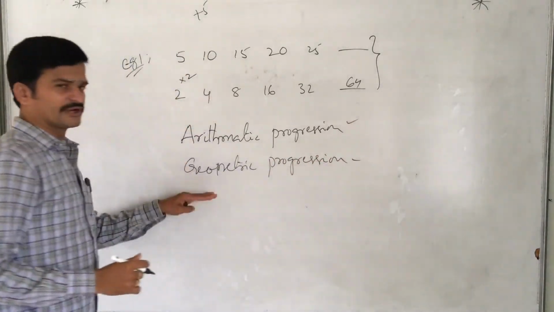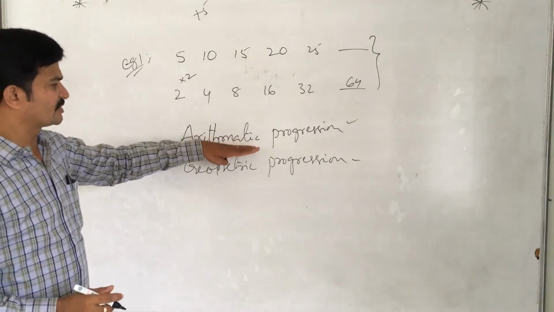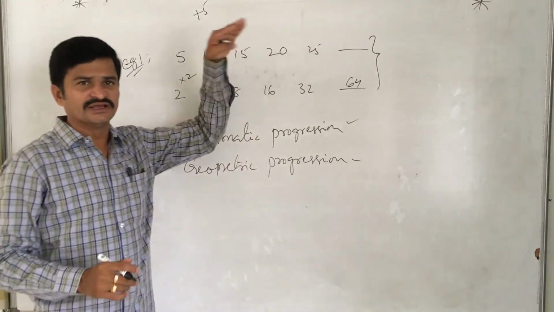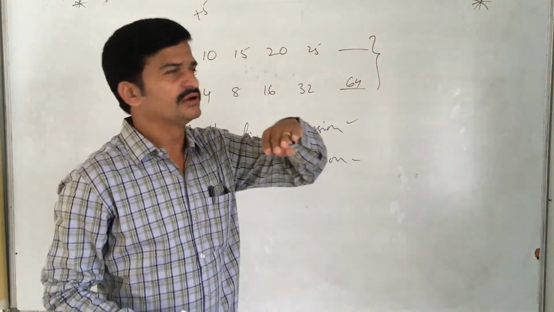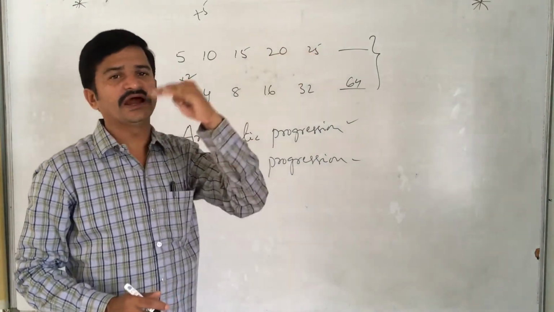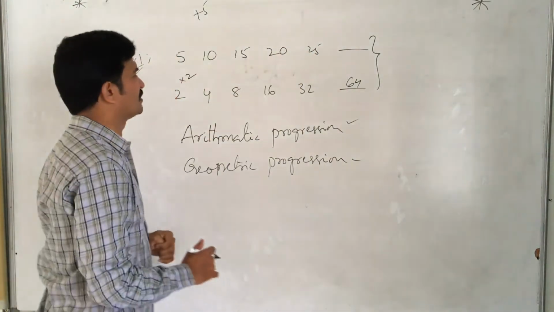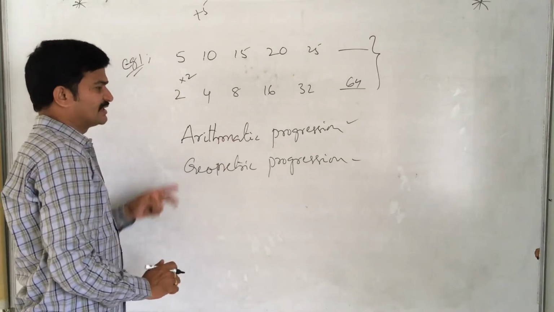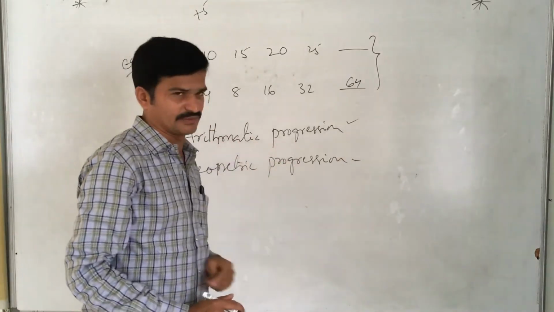Arithmetic progression and geometric progression. So what is arithmetic progression? Arithmetic progression is a progression in which each term except the first term is obtained by adding some fixed number. That progression is called arithmetic progression.